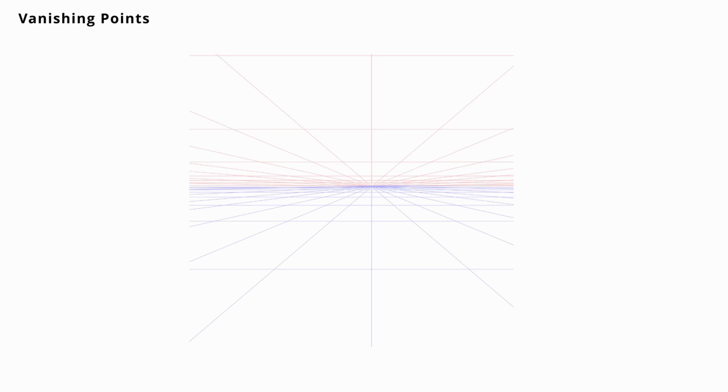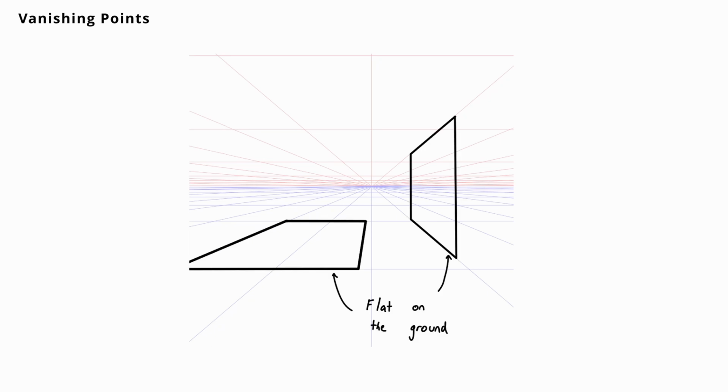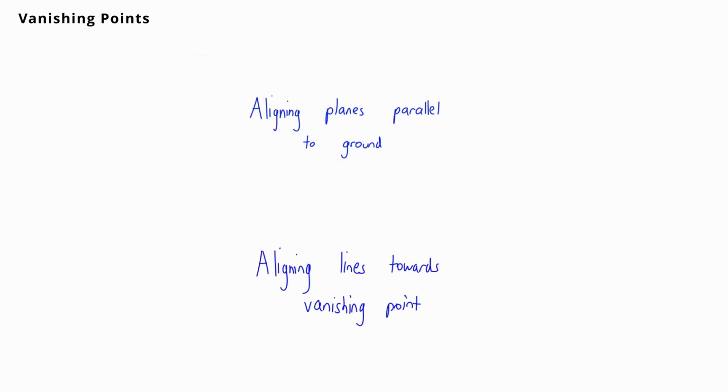So when you're aligning the lines of the object you're trying to draw to the vanishing points, what you're really doing is making the sides parallel to the plane, and therefore parallel to the ground. Because of this, it is more accurate to say we are aligning the planes parallel to the ground rather than aligning the lines towards the vanishing point, because that's exactly what you're doing. Although I admit, the second one is less confusing and much easier to understand.